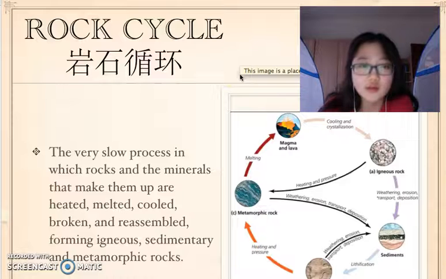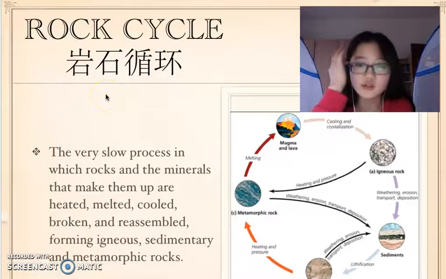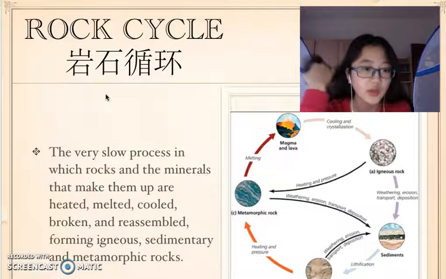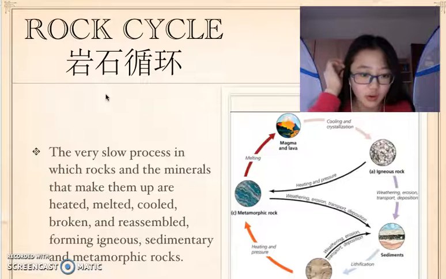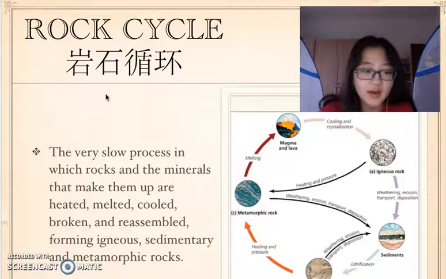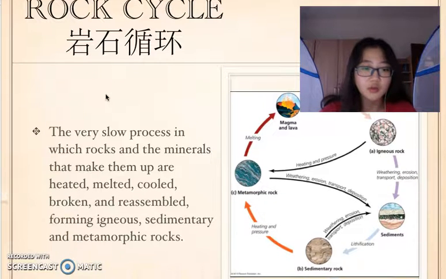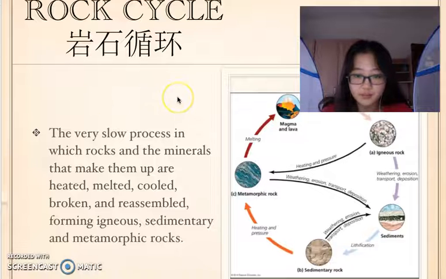Let's look at the rock cycle here. The rock cycle in Chinese is 岩石循环, and it is a very slow process in which rocks and the minerals that make them up are heated, melted, cooled, broken, and reassembled, forming igneous, sedimentary, and metamorphic rocks here.